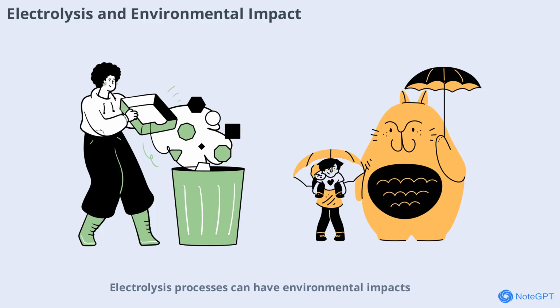Electrolysis processes can have environmental impacts, such as energy consumption and the release of gases like chlorine. However, advances in technology are making electrolysis more efficient and environmentally friendly. For example, using renewable energy sources to power electrolysis can reduce its carbon footprint. It's important to consider these factors when studying industrial applications.